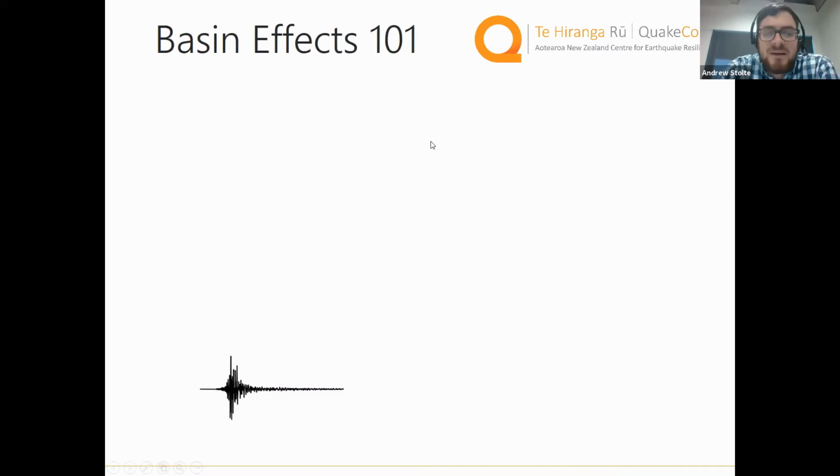So brief basin effects 101. Historically, we have looked at ground motions that have occurred on strong motion stations on rock sites. For example, here shown in the bottom left, the ground motions tend to be very high frequency and relatively short in duration. If you were to take the same earthquake and look at a recording on a soil site in a sedimentary basin, the ground motion changes a little bit.